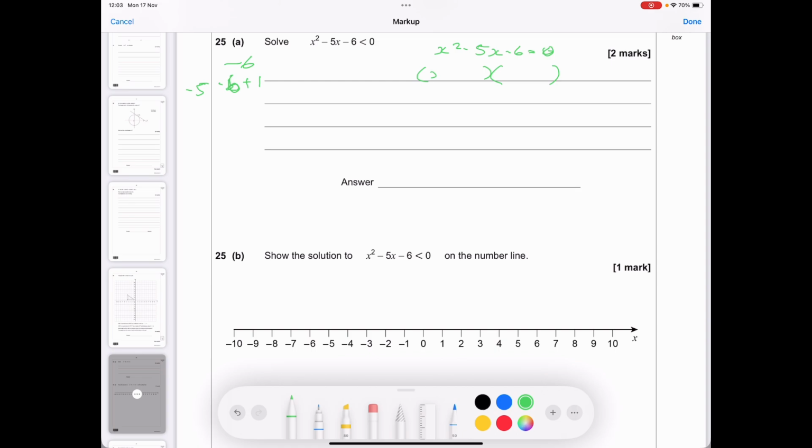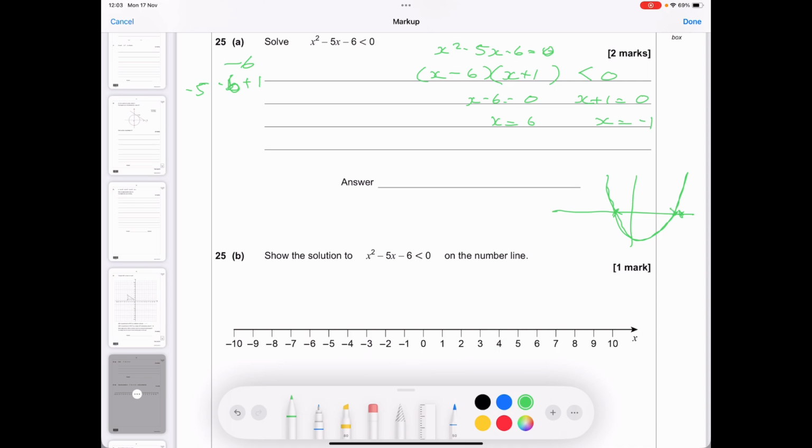So it's going to be x minus 6 and x plus 1 that's going to give us what we need, and that's going to be less than 0. Now, if x plus 1 equals 0, that means that x equals minus 1. And if x minus 6 equals 0, that means x equals 6. So if we did a little drawing of this, we've got x is minus 1 and x is 6. Then we draw this through like that.